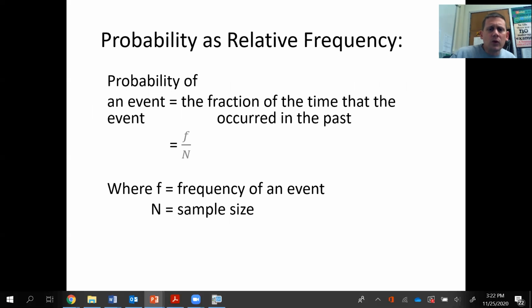So we make a fraction. F is the frequency of an event. N is the sample size. So N is everything that could happen. F is the number of ways you could possibly win.